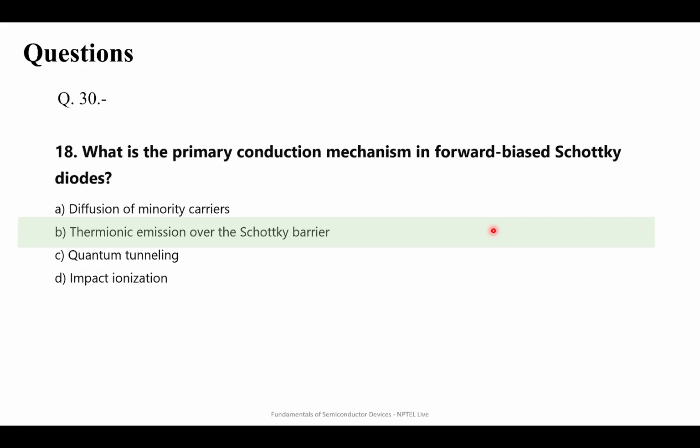Your electrons are in the conduction band of the semiconductor, so they have to cross the barrier to go to the metal side to conduct, or from the metal they have to cross the barrier to go to the semiconductor. That is called thermionic emission, because the energy is gained due to heat. It is different from PN junction diodes, where the conduction is due to drift and diffusion.